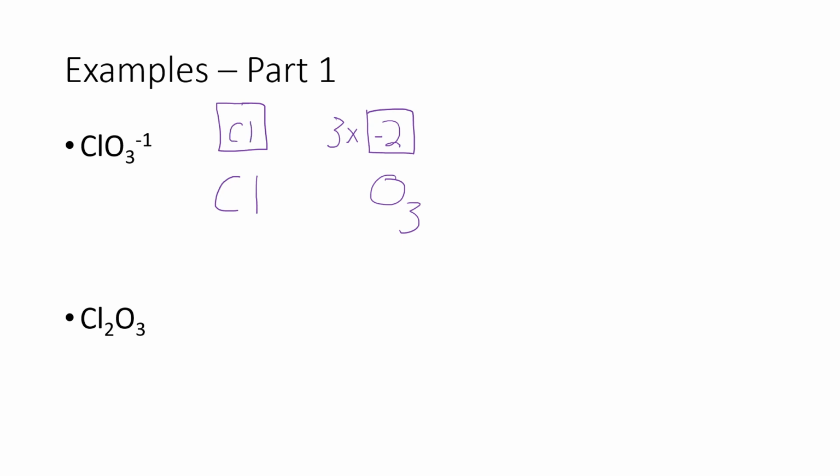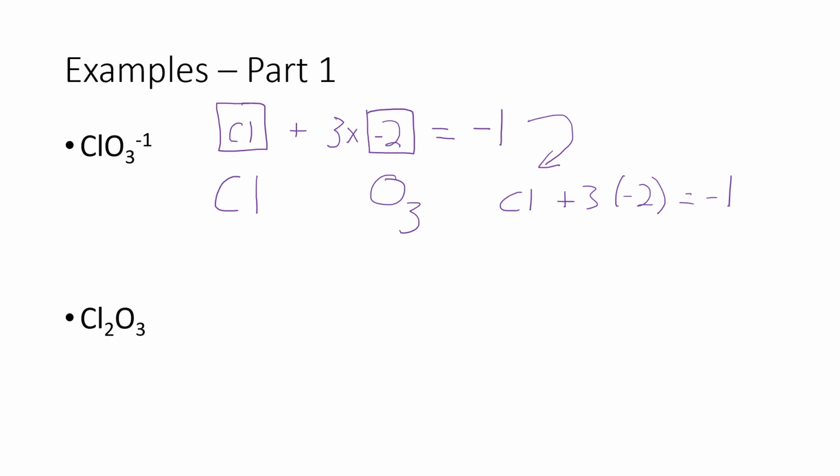If you're more comfortable putting an X or something like that in there, go for it. And then we're going to add this up. The oxidation number on chlorine plus 3 times a -2 has to equal the charge, because this is a polyatomic ion. So just to clean that expression up a little bit, I'm going to rewrite it. I'm going to say chlorine's oxidation number plus 3 times a -2 is equal to a -1.